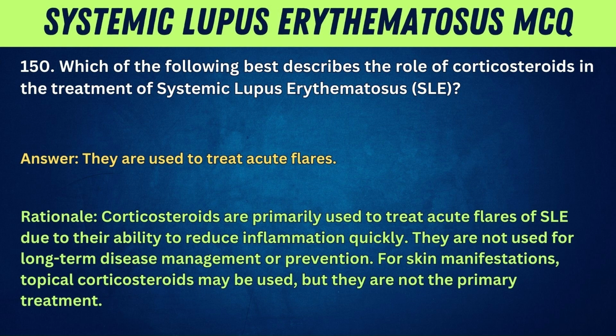Rationale: corticosteroids are primarily used to treat acute flares of SLE due to their ability to reduce inflammation quickly. They are not used for long-term disease management or prevention. For skin manifestations, topical corticosteroids may be used, but they are not the primary treatment.